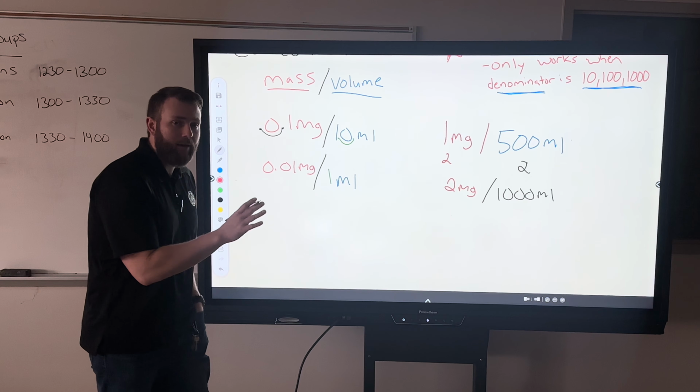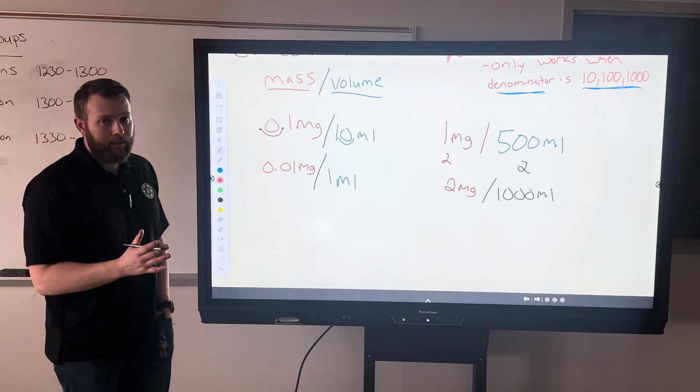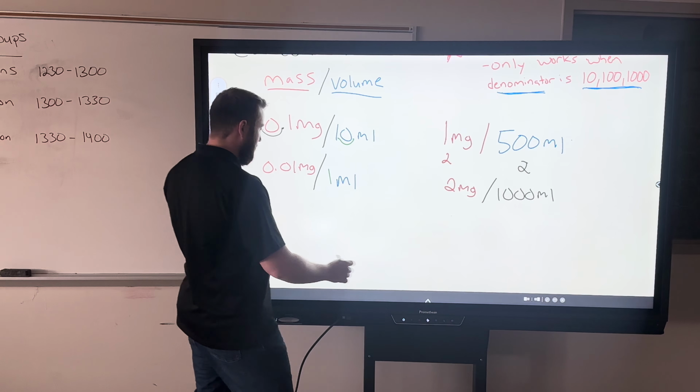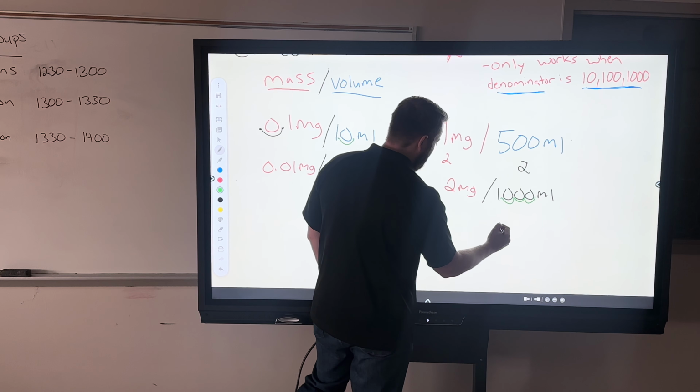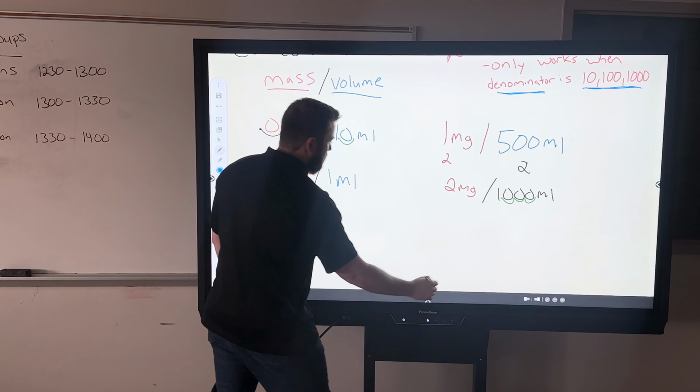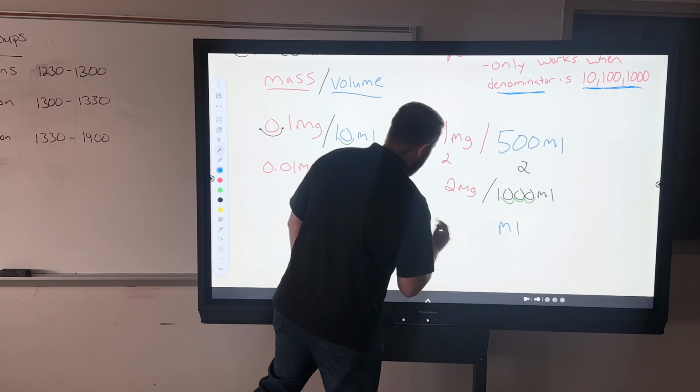Okay. So now I'm set up here. It's as easy as moving the decimal place. In this case, the decimal needs to be moved 3 places to the left. 1, 2, 3. And I can write milliliters, which is what I want it to be.